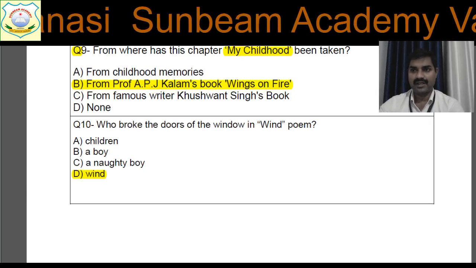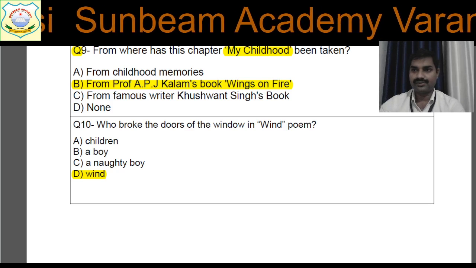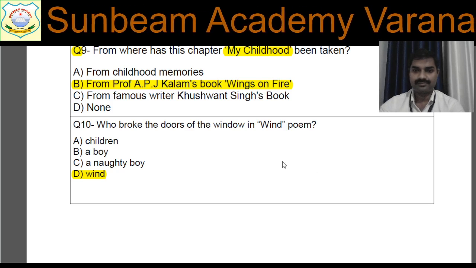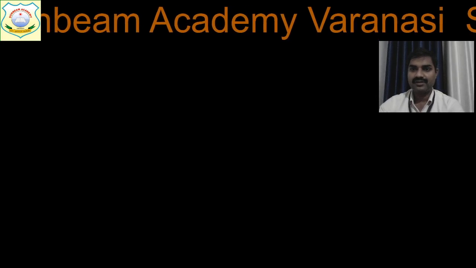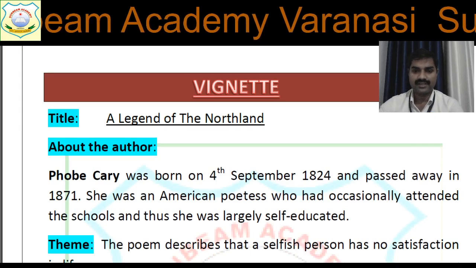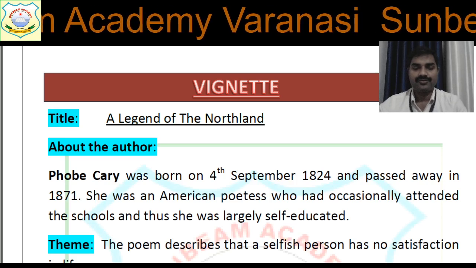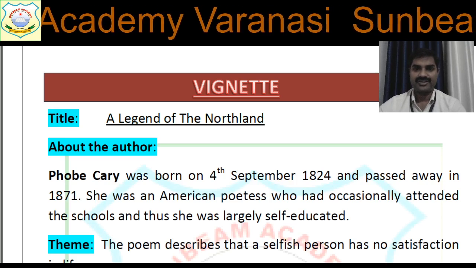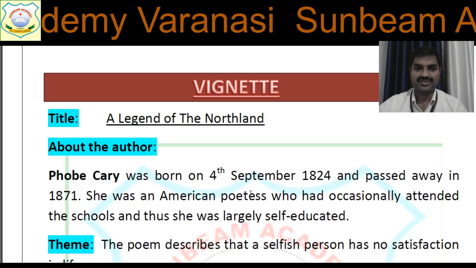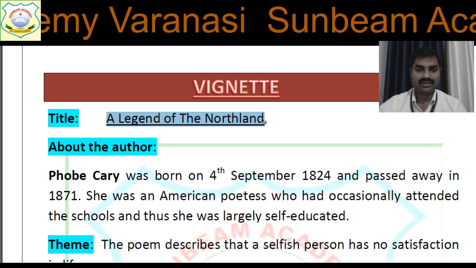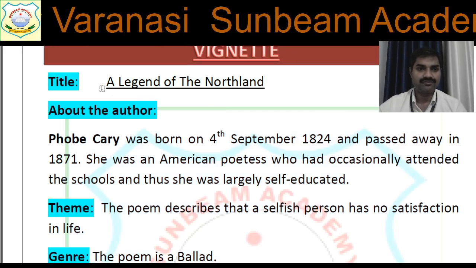Okay, now children, we shall go through the next vignette, and it is the Legend of the Northland. As I told you in the previous class, this poem was left and we shall be discussing it in the next class. So today you are here with this poem. It is titled Legend of the Northland, and the poet is Forbes Carey.